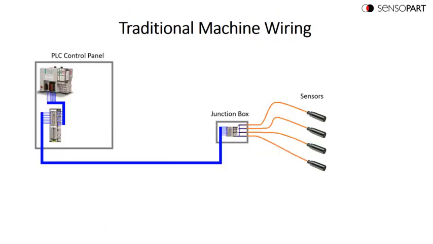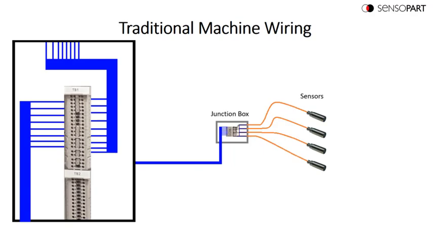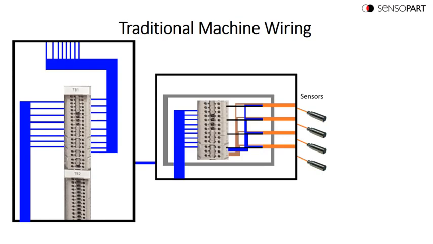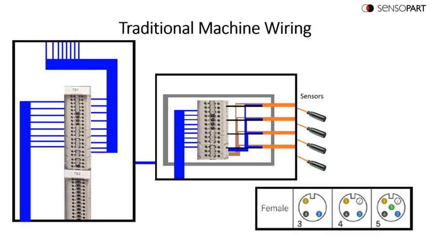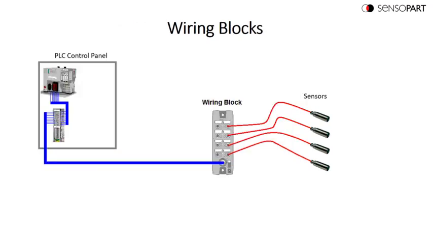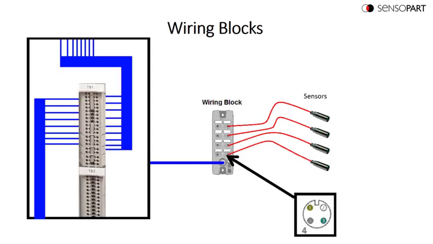Your control panel would be wired and checked out before it shipped, but often this blue connection to your junction box would be done in the field, and then you need to land all these wires on the left on your terminal strip and on your junction box, and then check them out. Your sensors did have M12 connectors. That's nice. So the next evolution was wiring blocks, where you still have every individual conductor going back to your PLC. You still have this, but it adds M12 on your sensor cable, so it saves you some wiring there.